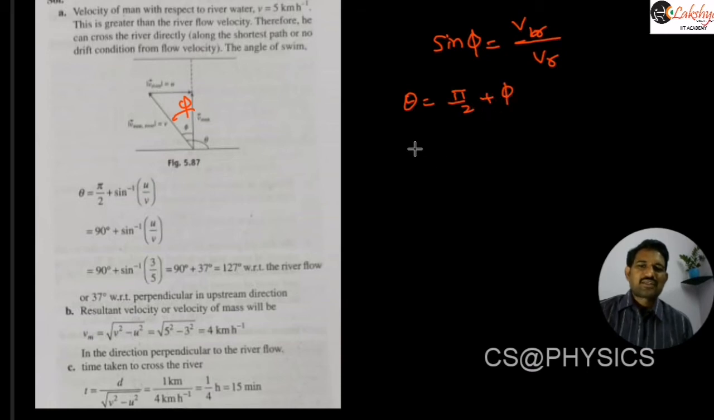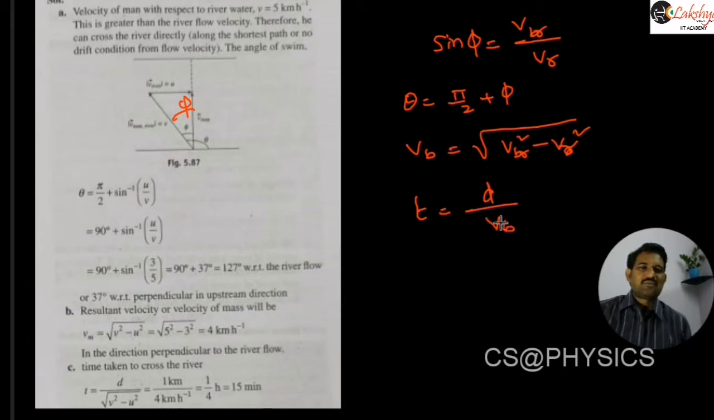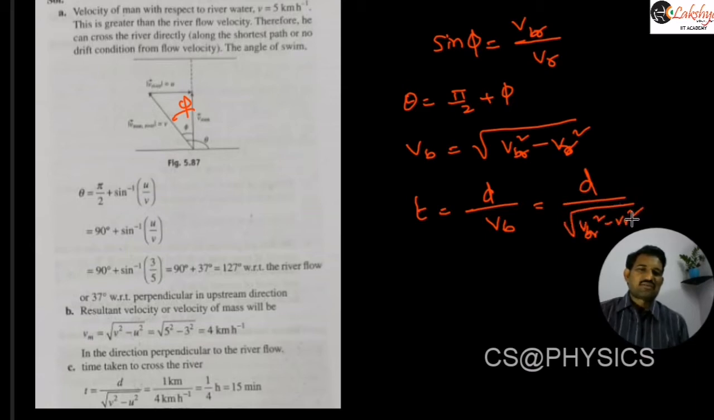Next, they are asking for the resultant velocity, which is nothing but VB. By using this right angle triangle, you can write this value as the square root of VBR square minus VR square. So that is the resultant velocity. And the time taken we can write as d by VB, where VB is the direct formula we mentioned, under root of VBR square minus VR square, which we discussed already. Again, a formula-based question only.